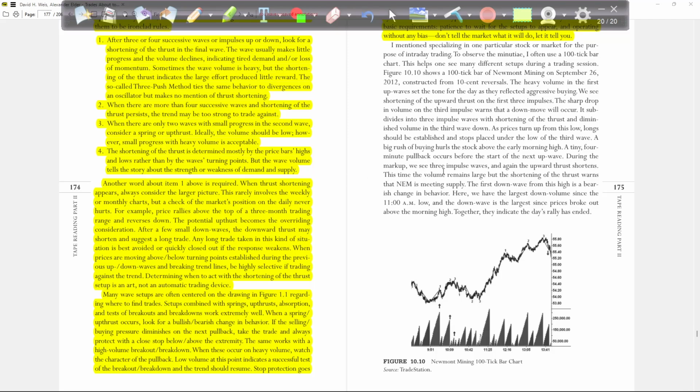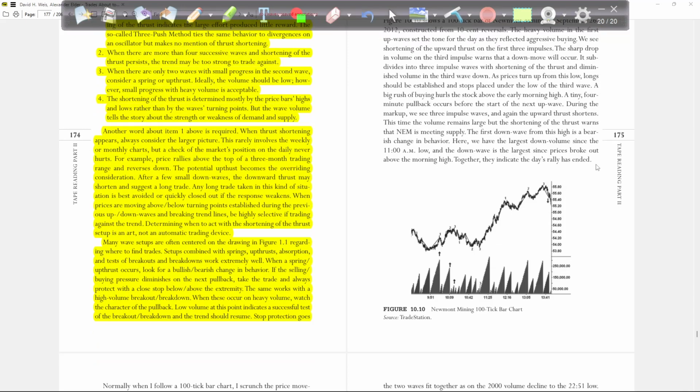During the markup, we see three impulse waves, and again the upward thrust shortens. This time the volume remains large, but the shortening of the thrust warns that NEM is meeting supply. The first down wave from this high is a bearish change in behavior. Here we have the largest down volume since the 11 a.m. low, and the down wave is the largest since prices broke out above the morning high. Together they indicate the day's rally has ended.